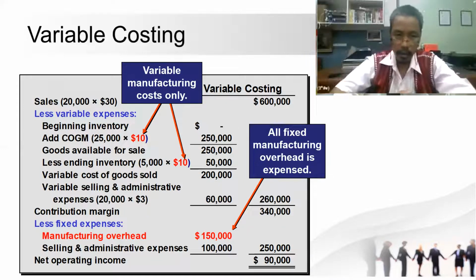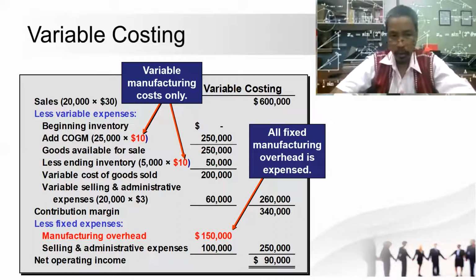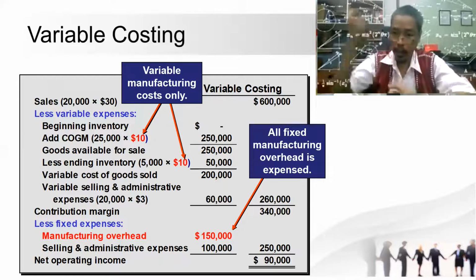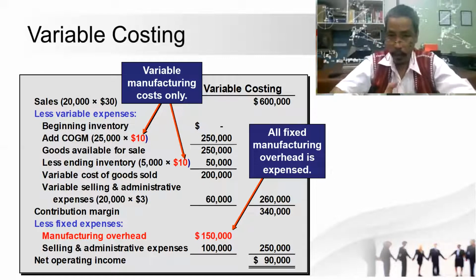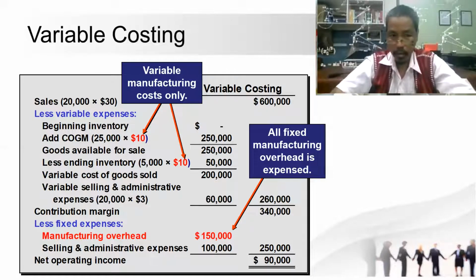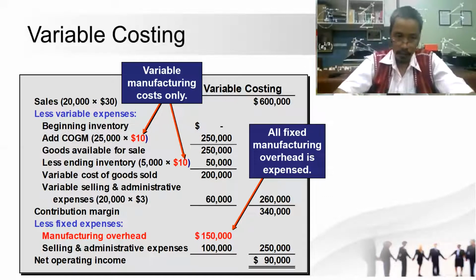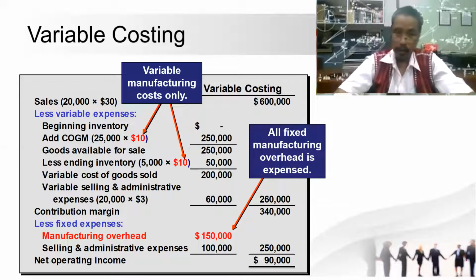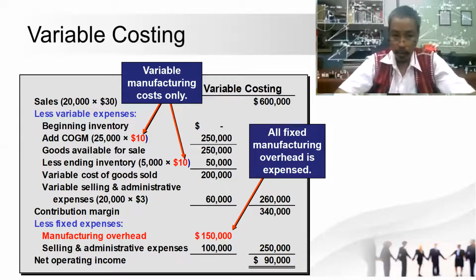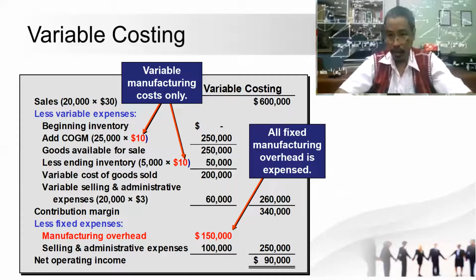How can we get to the variable cost? How to calculate that? We have to add the beginning inventory, how much we had in the previous accounting period. The given is 0, so we do not have anything. We have to add the cost of goods manufactured, by using variable unit cost, which is $10 times 25,000, that is $250,000. So $250,000 plus 0, that is $250,000. That is our cost available for sale.